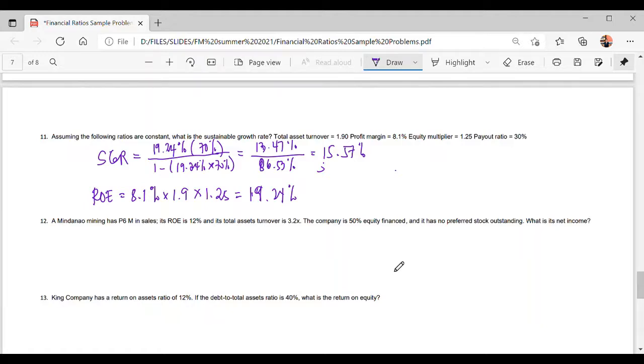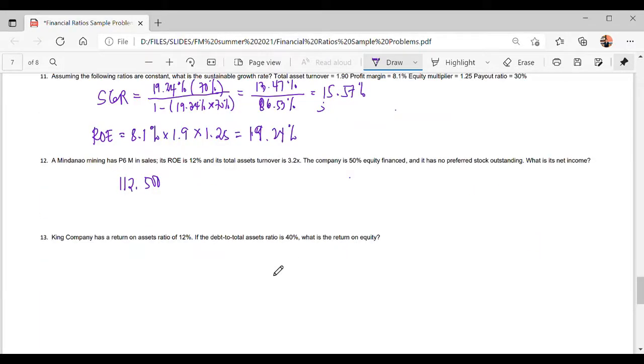Then, next question. A Mindanao Mining has 6 million sales, ROE of 12%, and Tato of 3.2. The company is 50% equity financed, no preferred stock outstanding. What is the net income? Okay, what is your answer for this one? Okay, so that is correct. That's 112,500.